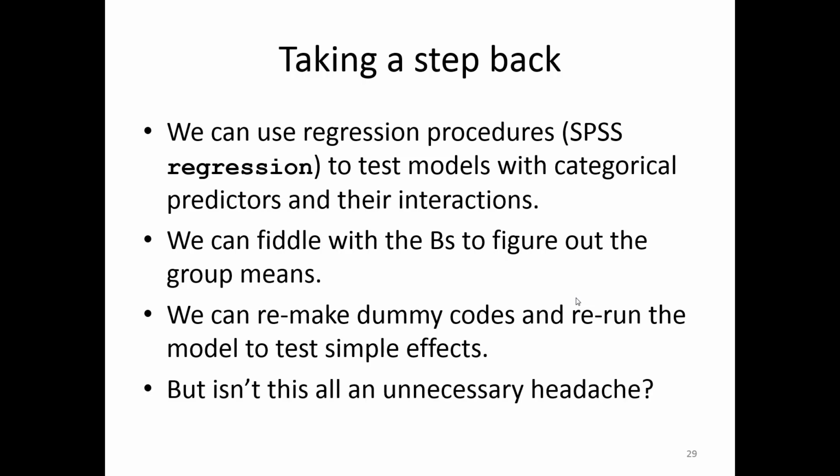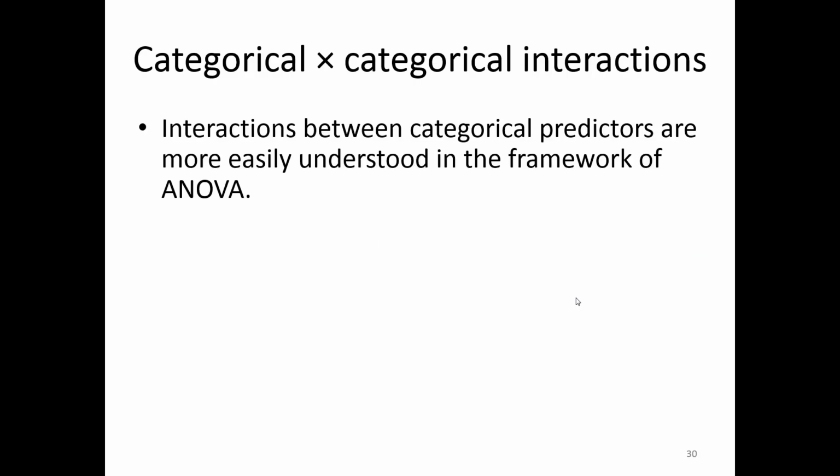Okay, but you might be asking yourself, and I asked the question as well, isn't all this kind of an unnecessary headache? So there's a picture of someone experiencing a headache. Okay, so interactions between categorical predictors, at least this is an opinion, are more easily understood in the framework of ANOVA.